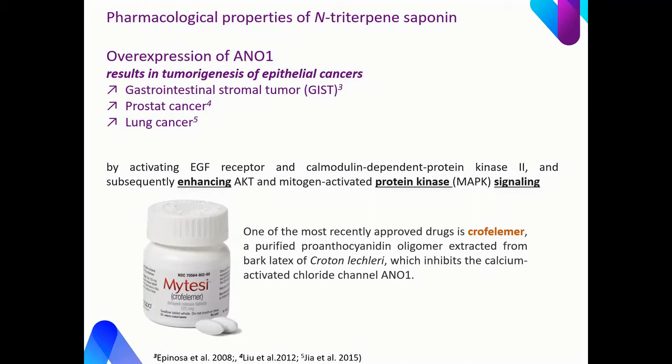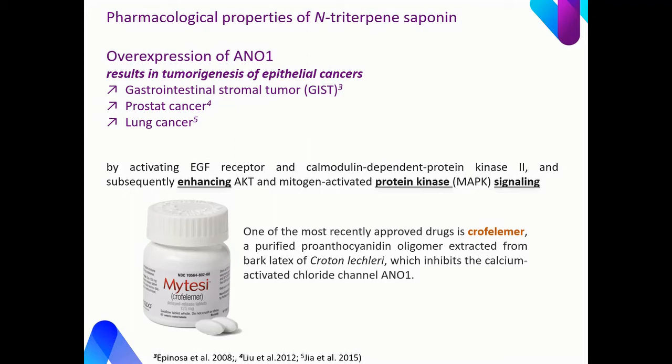The mode of action of this inhibition is by activating epithelial growth factor receptor and calmodulin-dependent protein kinase 2, and subsequently enhancing some protein kinase signaling, for example, mitogen-activated protein kinase signaling pathway.